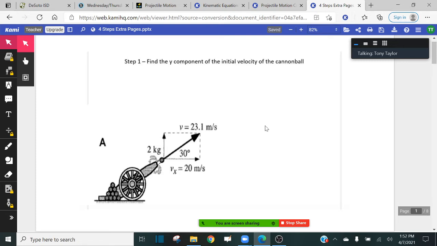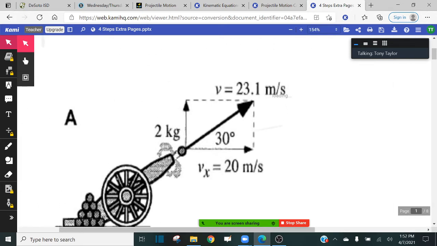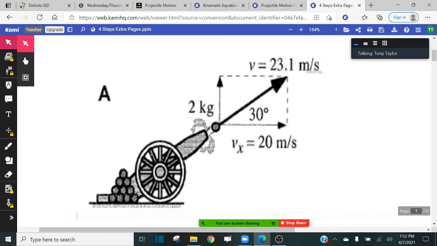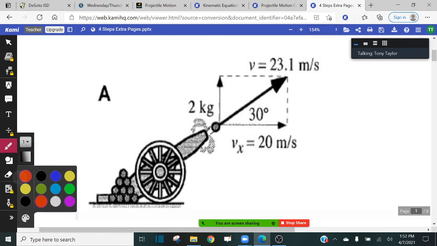So in other words, guys, the moment this cannonball is fired, we're going to be splitting up these velocity vectors into its x and y components. Notice in situation A, we have a cannonball that's fired at 30 degrees. And notice, guys, what is the initial velocity of the cannonball? They tell us the initial velocity of the cannonball was 23.1 meters per second. So what we need to do is take this velocity vector and split it up into its x and y components.